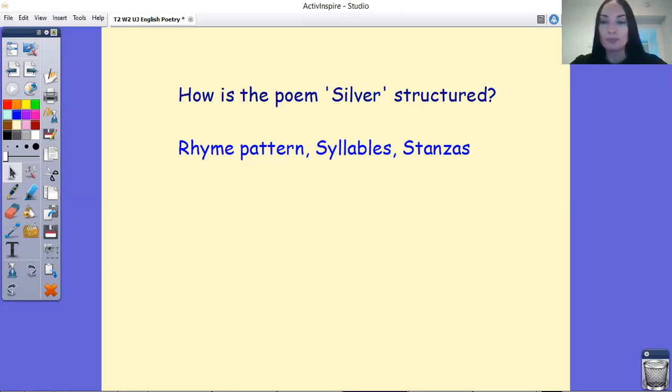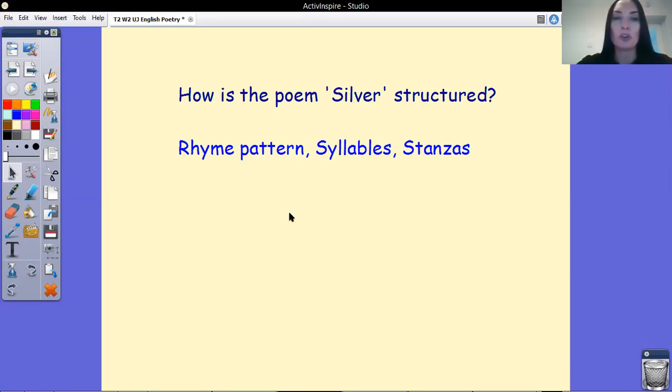And poets use that because a lot of poems are read out loud and they sound better and they flow a little bit more. And as we talked about previously, sometimes poems are like a song, the way they have that nice sound to them. So if we go back to here, that is how Silver is structured.